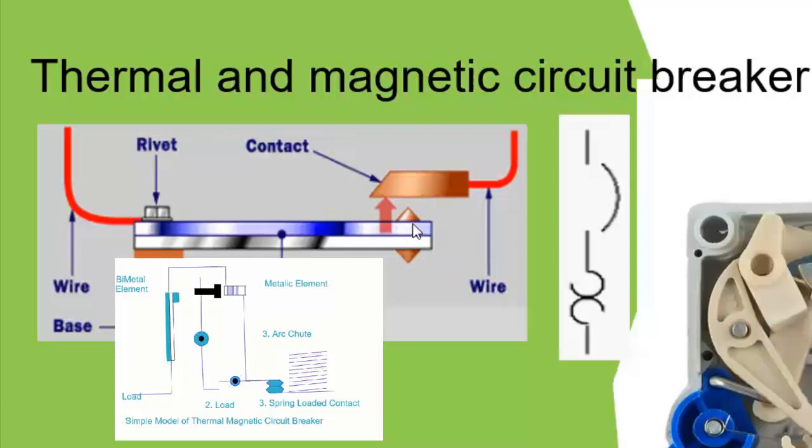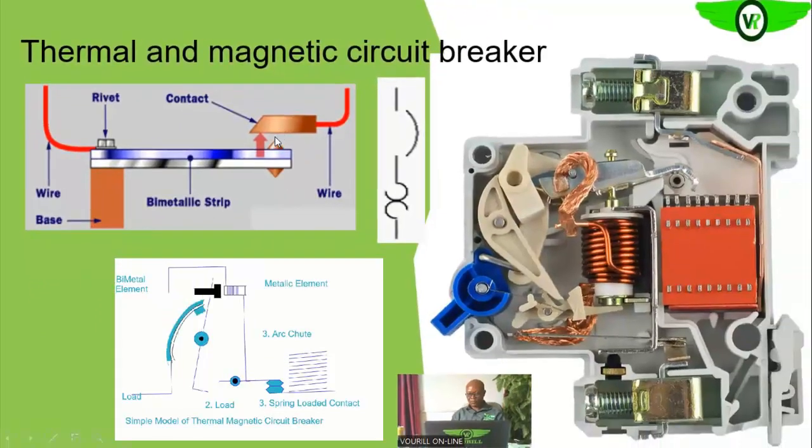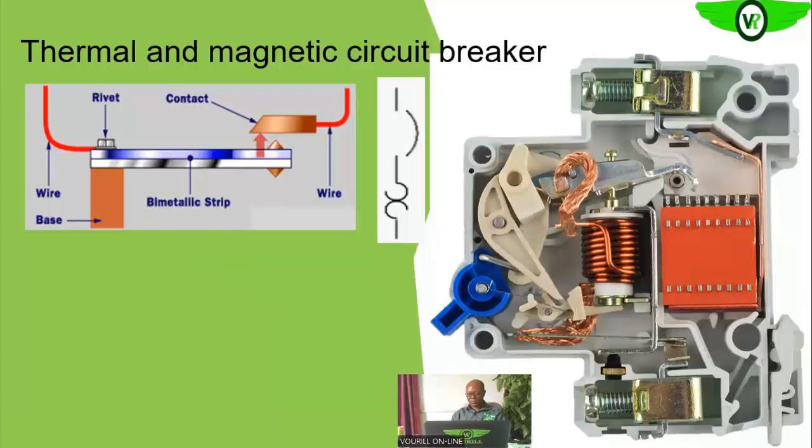Which means this one will elongate faster than this one. And since this one is going faster, it will cause the bimetallic strip to bend downwards. As it's bending downwards, it will open up the circuit, and then the circuit will trip. So that is how the thermal element helps to open up the circuit breaker. We'll come to explain it in the miniature circuit breaker as we go along.